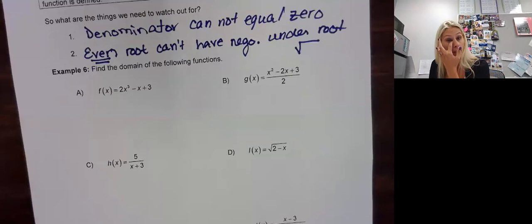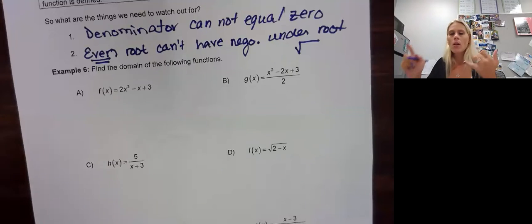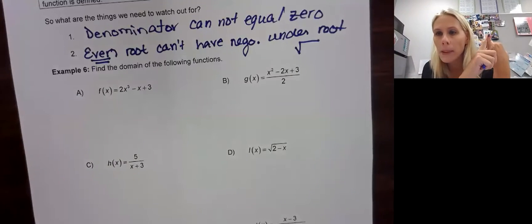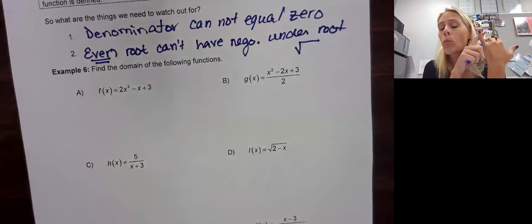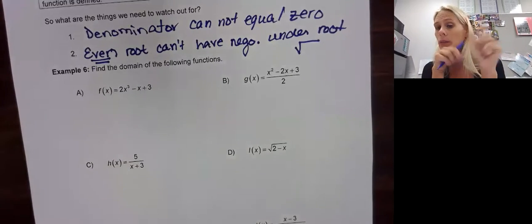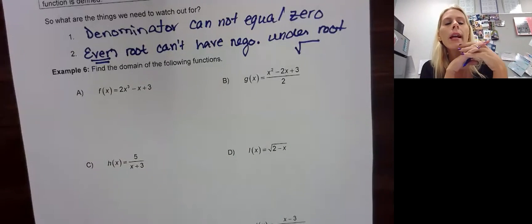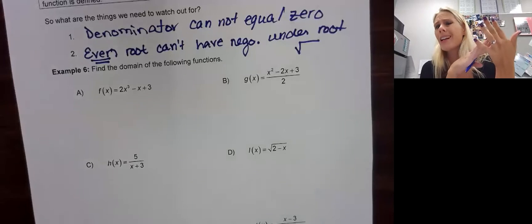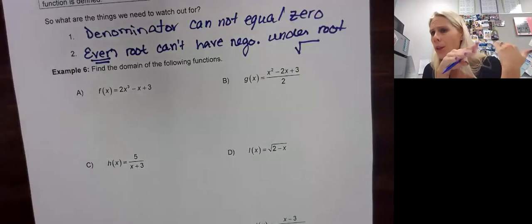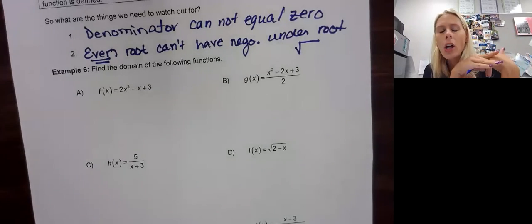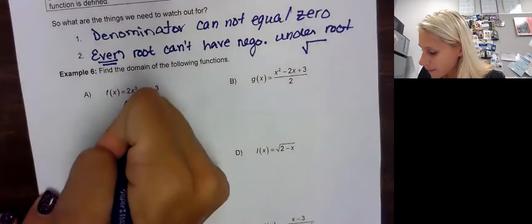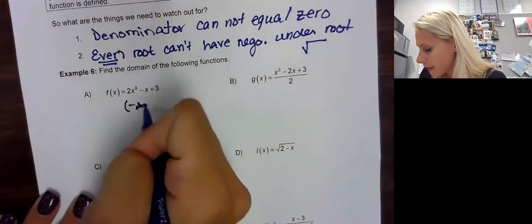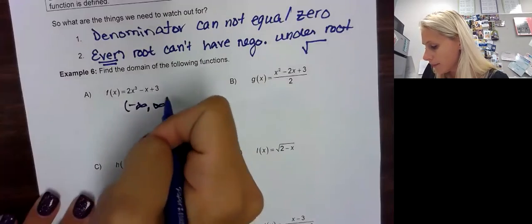So for a, we have f of x equals 2x cubed minus x plus 3. Well, do we have a denominator? Technically we do, but the denominator is not there, which means it's the value of 1. So we're good. And do we have an even root? Well, I don't even see a square root or cube root. I don't see the root sign at all. So we have neither one of those. So automatically negative infinity to infinity. Okay.